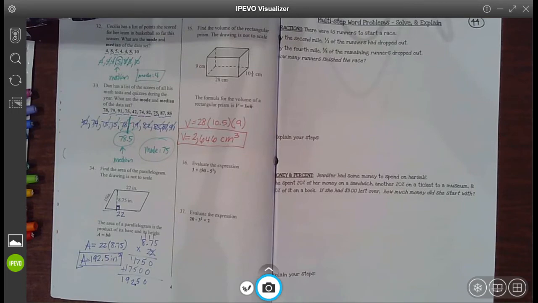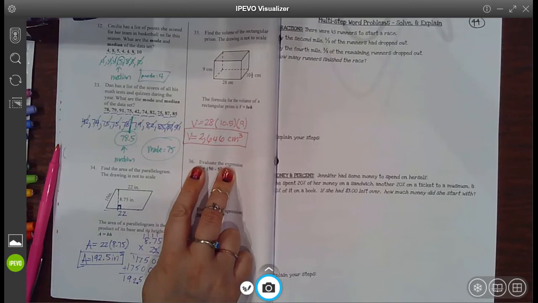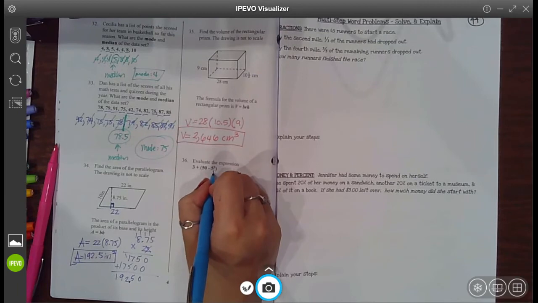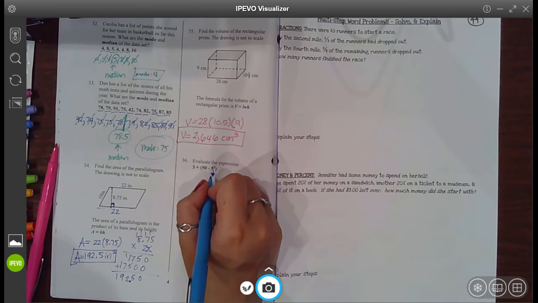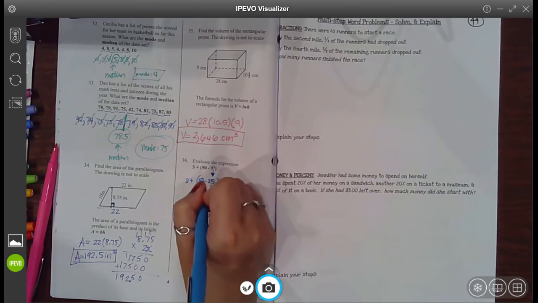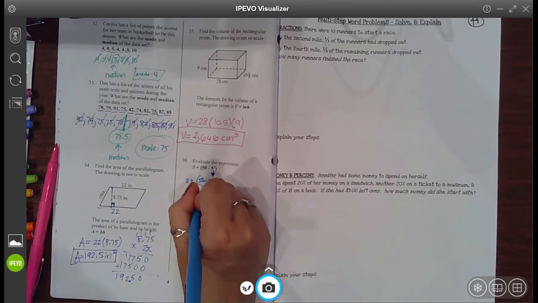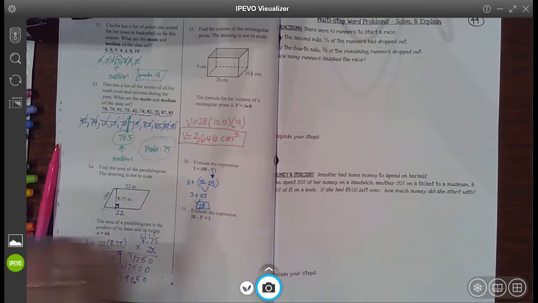My next one says evaluate the expression. Okay, or it also could have said simplify. Order of operations. Within those parentheses, order of operations still applies. So you need to do exponents first within there. Well, 5 squared is 5 times 5. It's 5 times itself 2 times. 5 times 5 is 25. Okay, and then I still need to simplify in there. 50 minus 25 is 25. And now 3 plus 25 is 28.